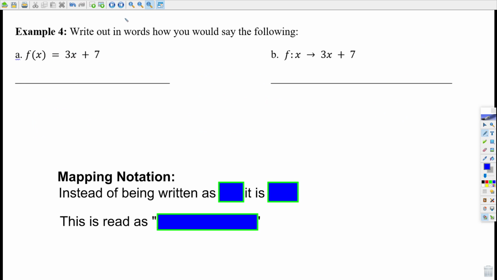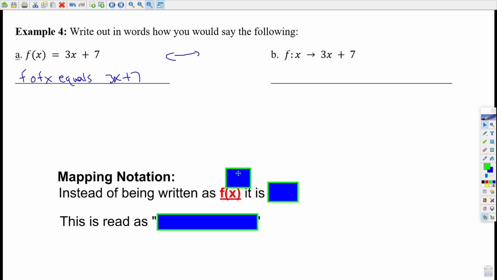Okay, moving on. So there is another notation. It's called mapping notation. And we're going to write out in words how you would say the following. So the first one we already know how to say. This is f of x equals 3x plus 7. This one's a little different. It looks very different. However, they actually mean the same thing. These two things are equivalent. It's called mapping notation. So let's go over that down here.